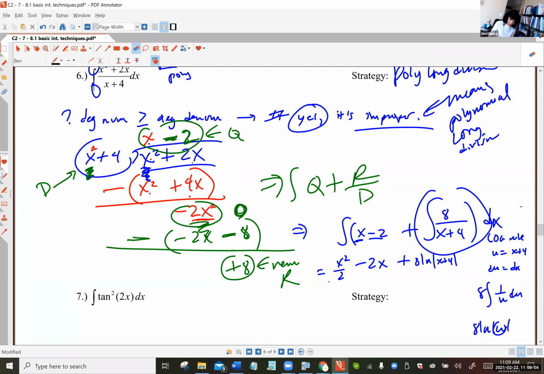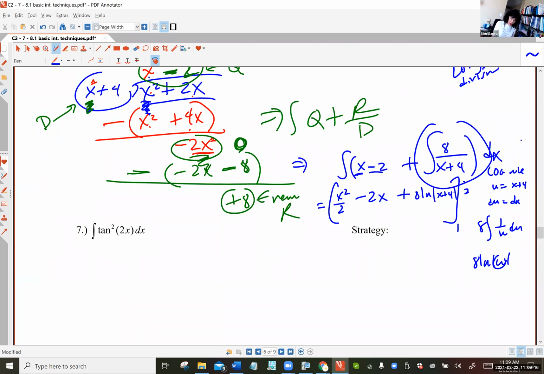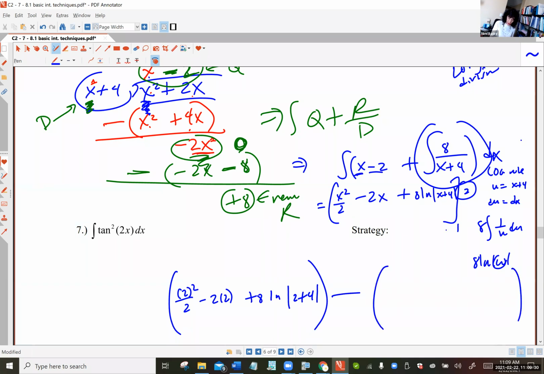So what does that mean? I have to take this big mess and evaluate it at the limits. That's terrible. So the limits are 1 to 2. I put in the upper limit first. So I'll have 2 squared over 2 minus 2 times 2 plus 8 ln absolute value of 2 plus 4, whatever that is, big ugly number, minus, and then I evaluate at the lower limit: 1 squared over 2 minus 2 times 1 plus 8 ln absolute value of 1 plus 4.